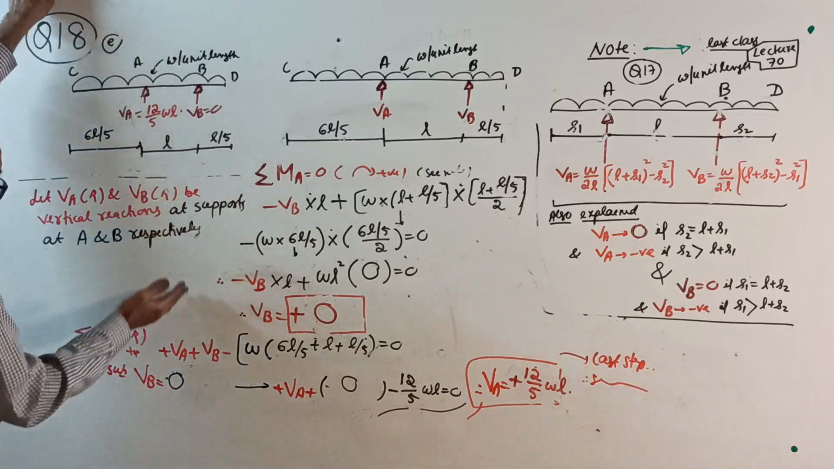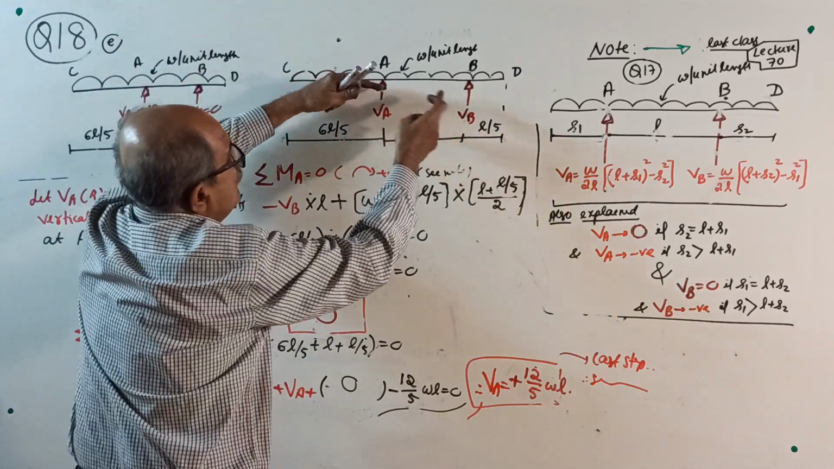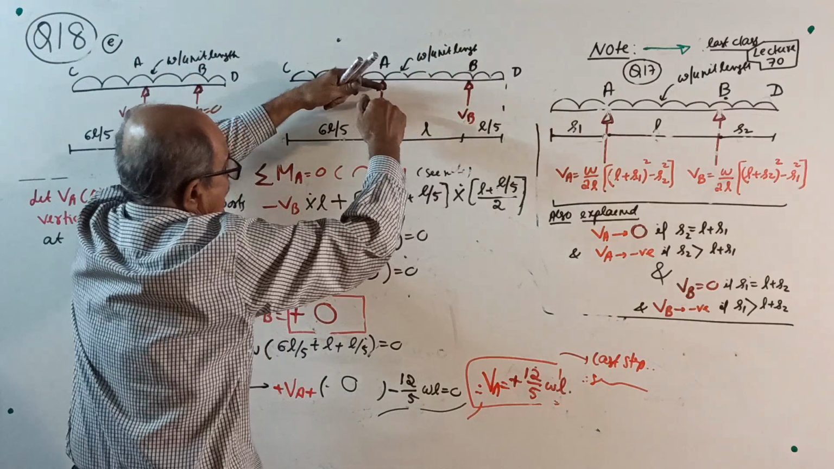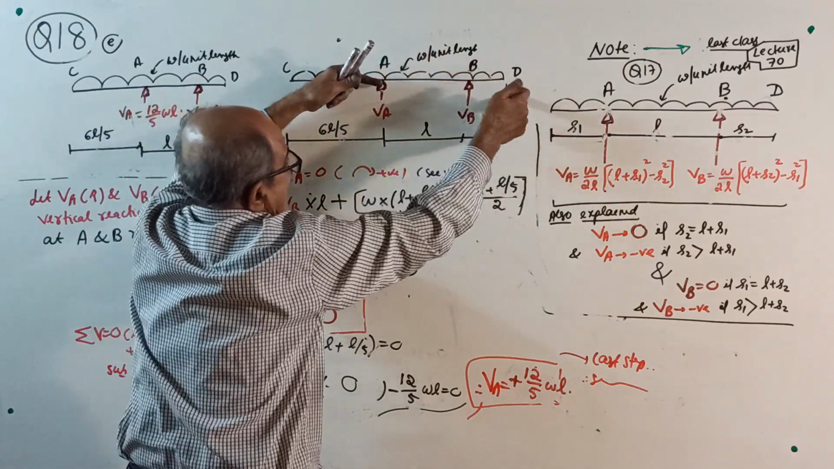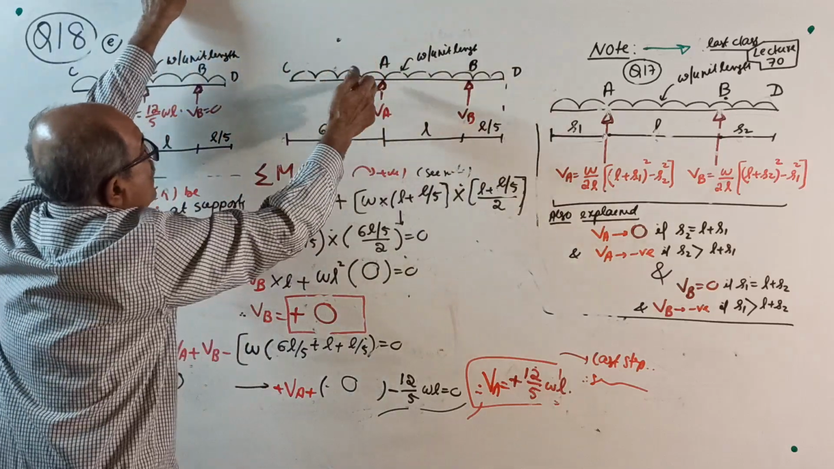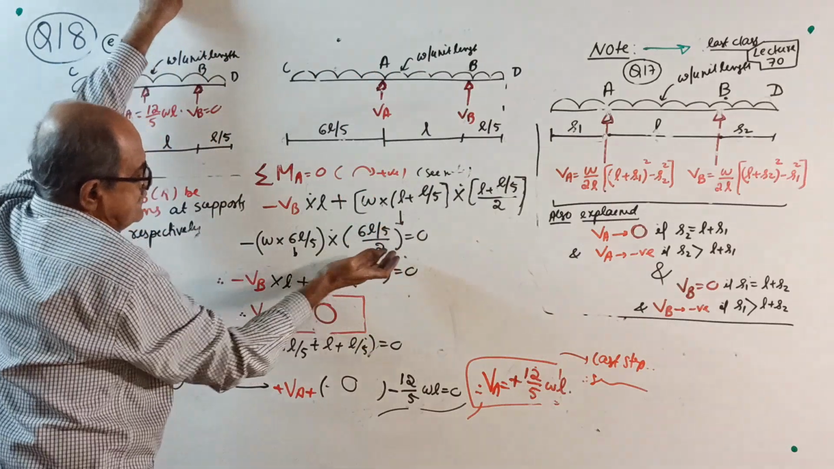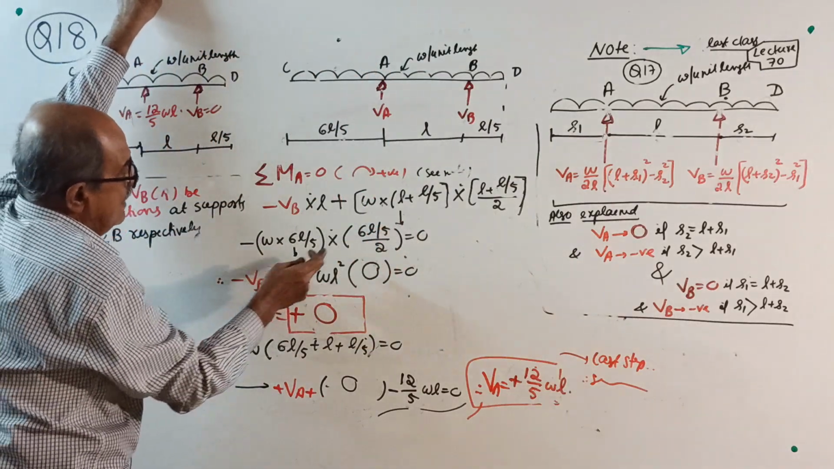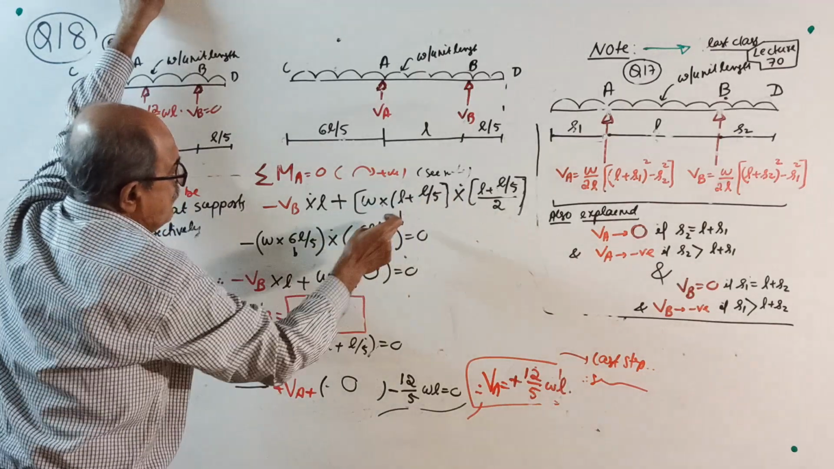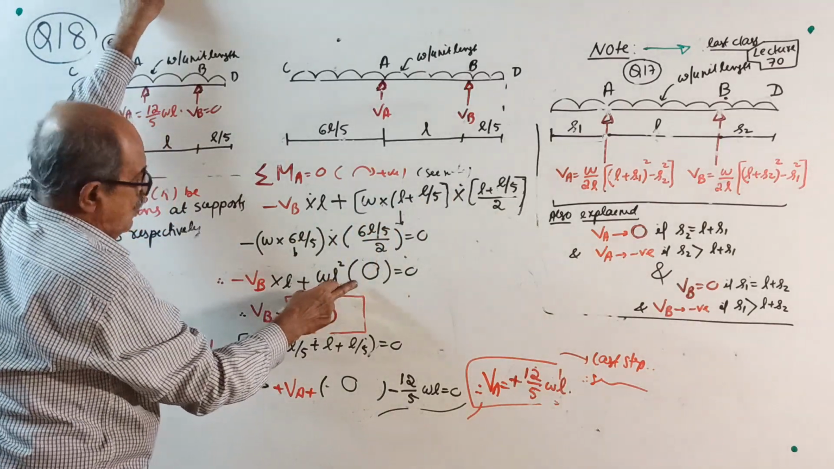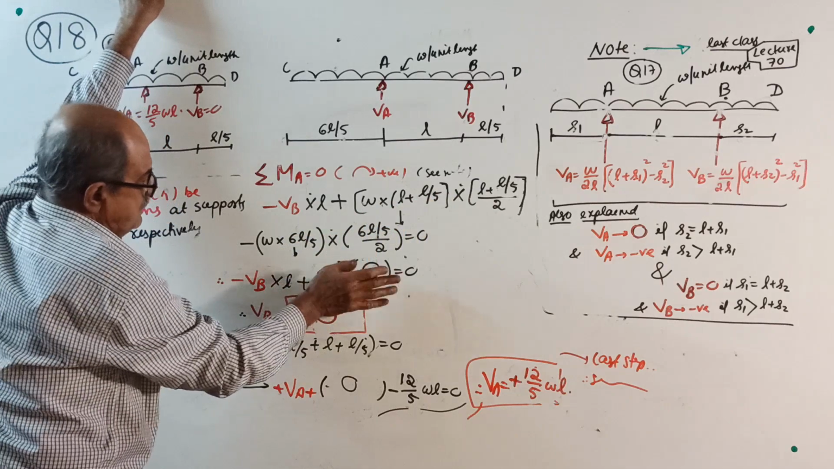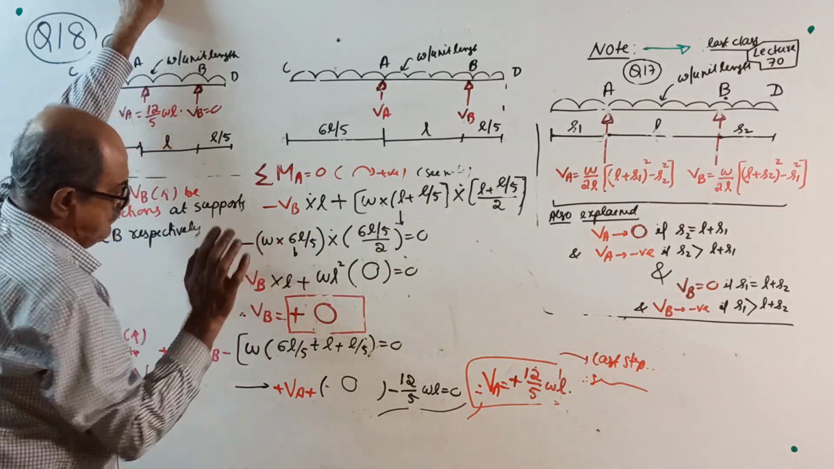VA, VB, same statement for all. Take moment about A, I won't waste time. Minus VB into L plus W into L plus L by 5 into L plus L by 5 by 2, minus W into 6L by 5 by 2 into 6L by 5 by 2 equal to 0. When you simplify, these two terms will come correctly. You will get WL square into 0, which means VB equal to 0.